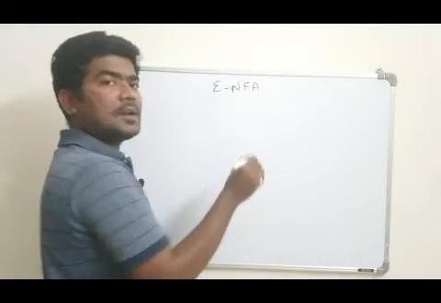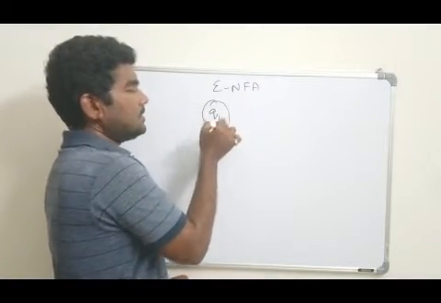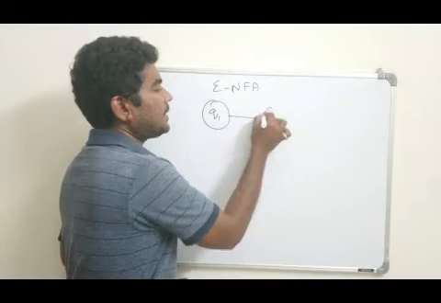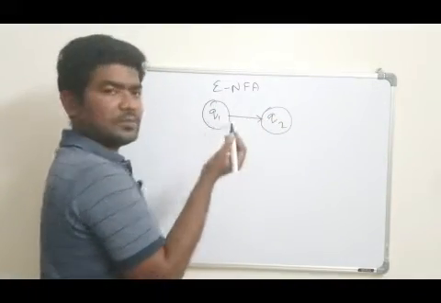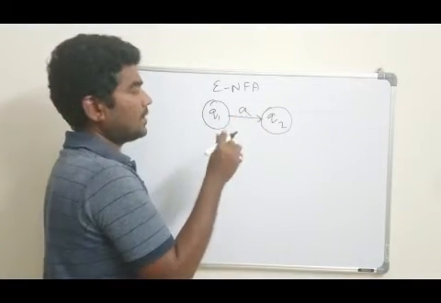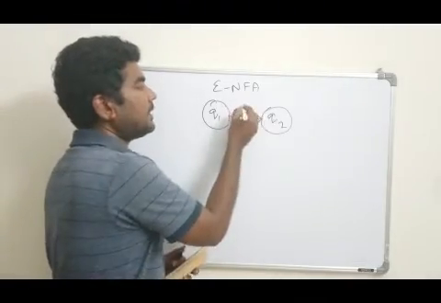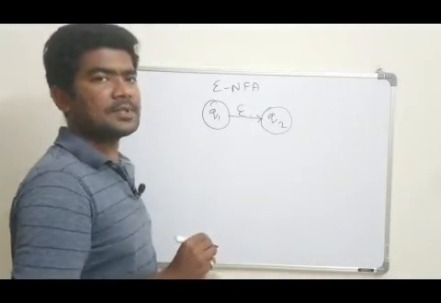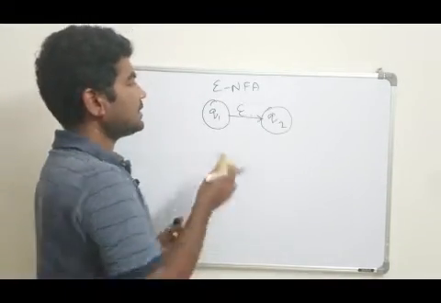An Epsilon NFA is one where any state triggers a transition to another state without an input. We have seen transitions with an input like a, b, c, 0, 1. If a transition happens without an input, and in that place we have an epsilon, then it is said to be an Epsilon NFA. Other than that, everything is the same.